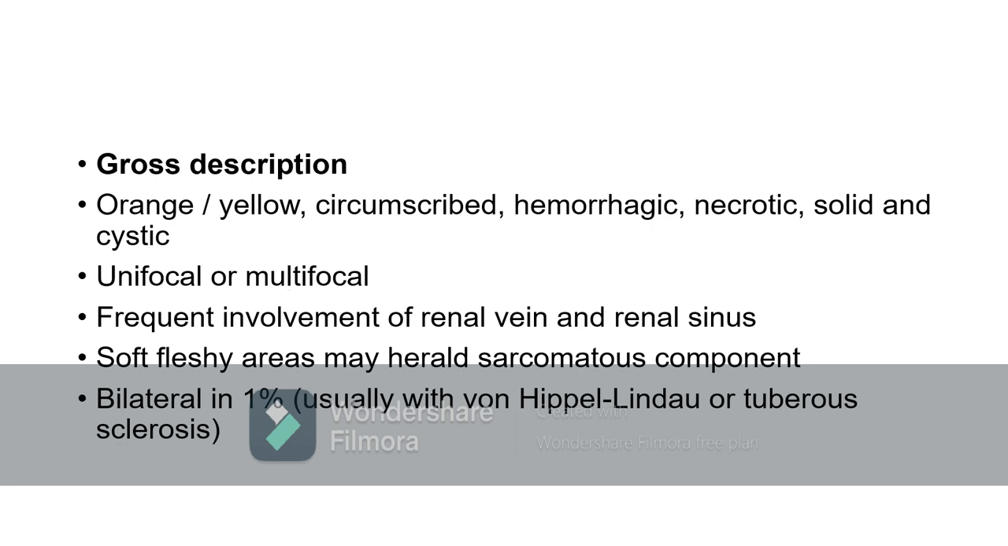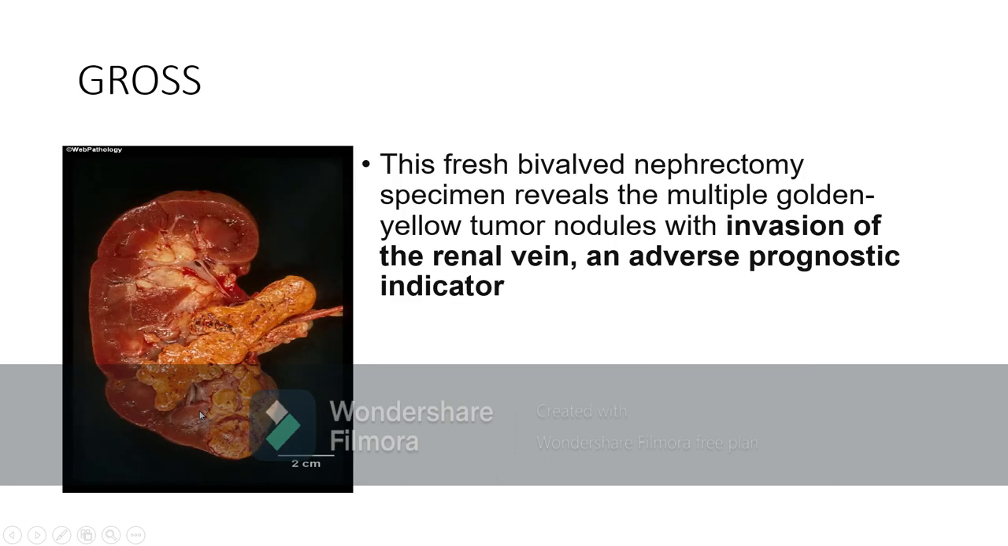There is frequent involvement of the renal vein. So you can see the thrombosis, the metastasis through the renal vein, hematogenous spread, and renal sinus. Soft fleshy areas may herald a sarcomatous component. It's usually unilateral, bilateral in only 1%.